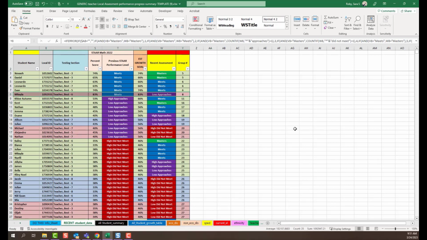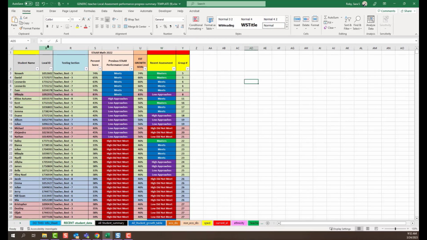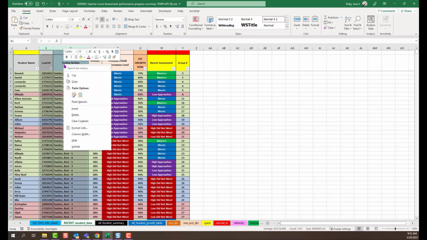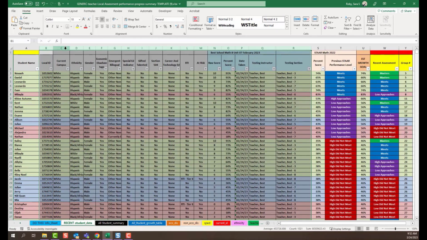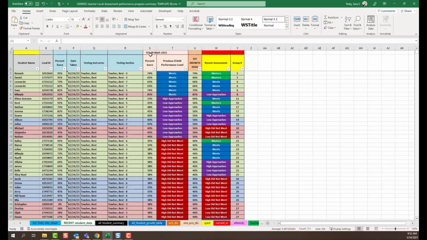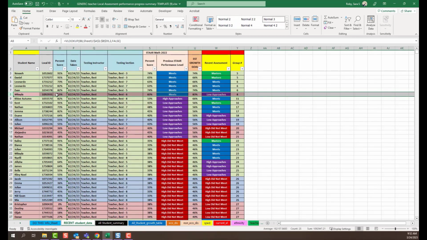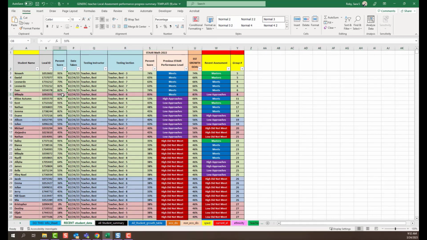So I'm going to look at Michaela. Michaela last year on STAR got an 83, which was meets. You know what, I'm going to unhide some of these so I can find out the percent score on this recent test she took. On this recent assessment, she got a 55.